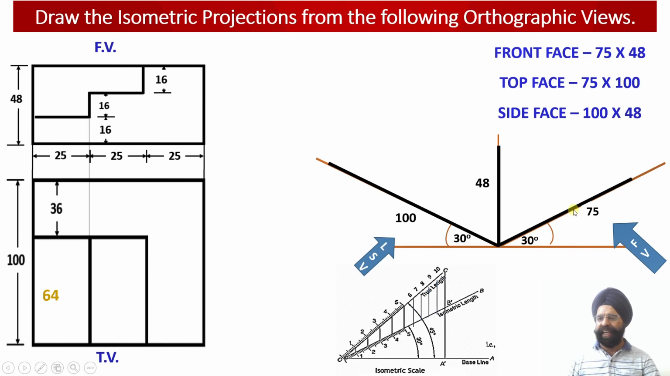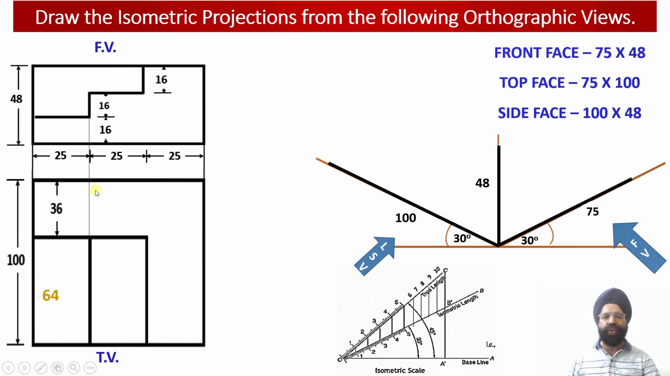So this is the Z isometric axis and this is the Y isometric axis. Along the Y isometric axis we have drawn the height of the solid equal to 48, and along the Z isometric axis we have drawn the length of the solid, which is equal to 75 millimeter.